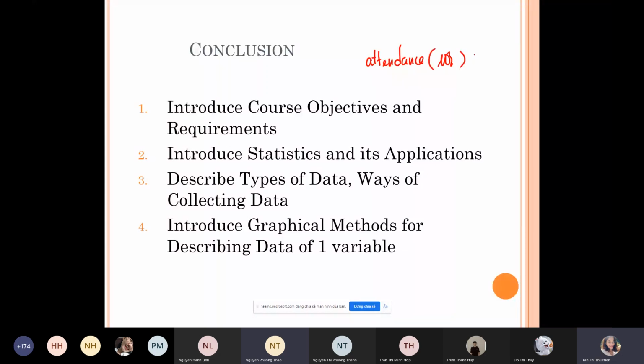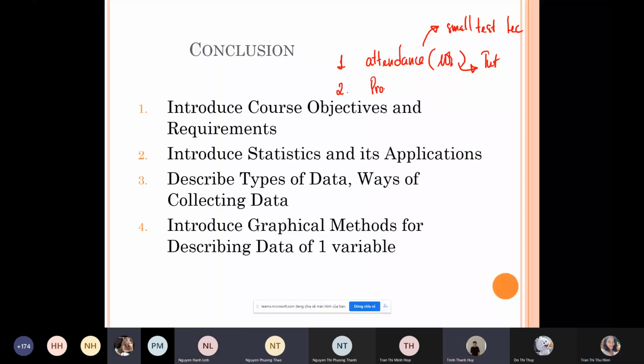In my lecture, I will give you some small tests to check your attendance. Your attendance, 10%, is when you check in at your tutorial times. For the second one, the project, how much percent? 20%, and you will work as a group. And the last one is the midterm, 20%.